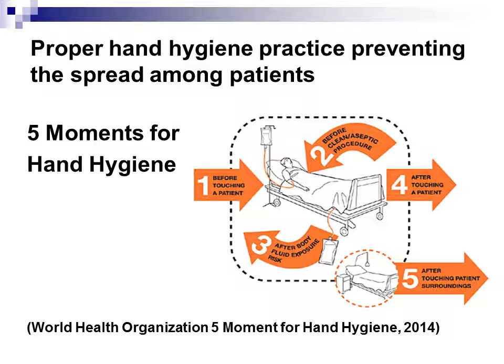The World Health Organization identifies 5 moments for hand hygiene practice in preventing the spread of infection-causing microorganisms among patients. The first moment of hand hygiene practice is before touching a patient. The second moment is before performing clean aseptic procedures. The third moment is after body fluid exposure risk. The fourth moment is after touching a patient. And the fifth moment is after touching patient surroundings.